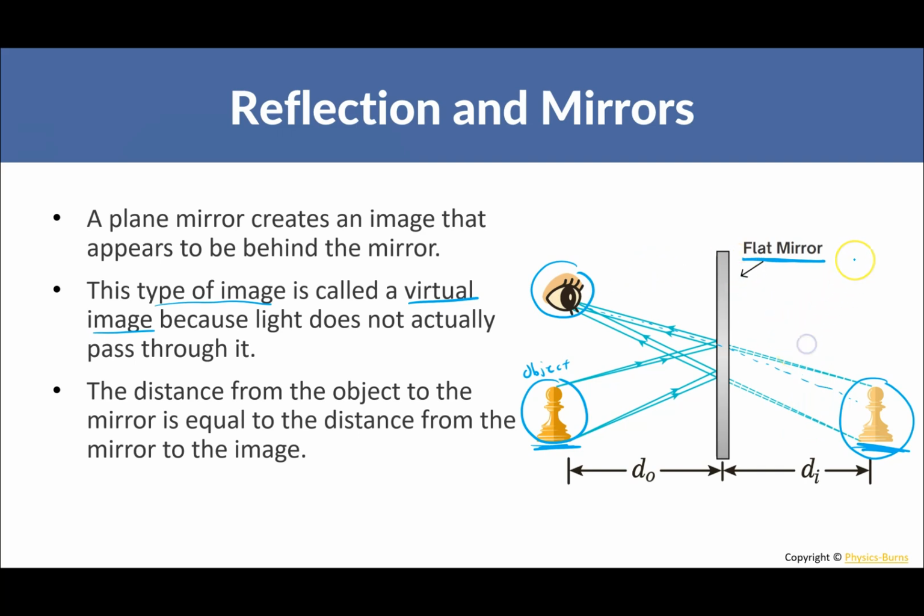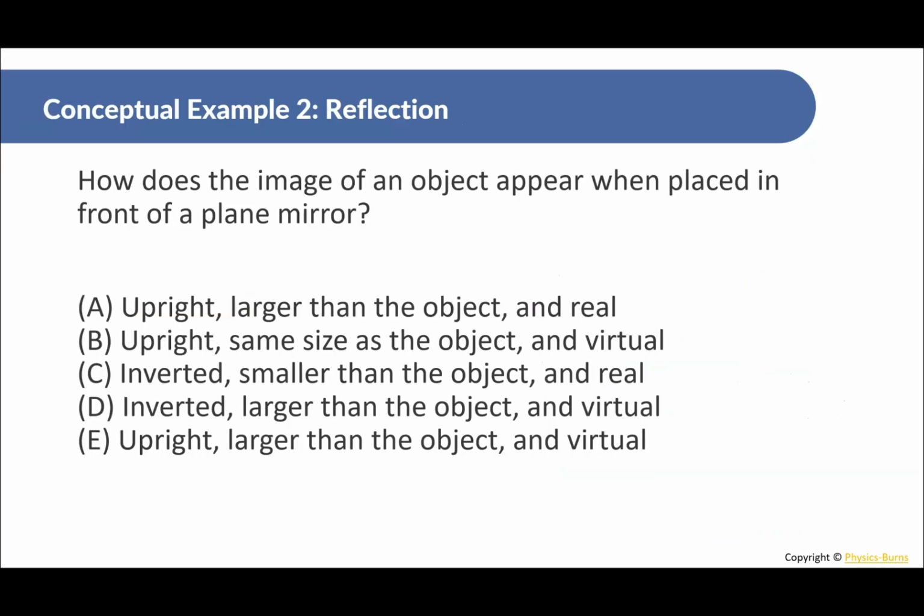The distance from the object to the mirror is equal to the distance from the mirror to the image. So distance of object and distance of image are going to be equal to each other for these plane mirrors. All right, those are the basic things.